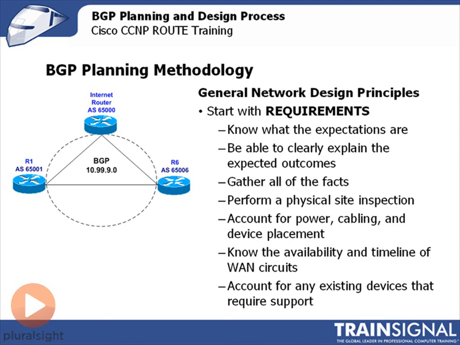Account for power, cabling, and device placement. Make sure that you have network drops of sufficient number. If it's a particular communications closet, make sure the demarc has been put there or extended to there. That's very important because some service providers will not do what's called an extended demarc. Know the availability of your WAN circuits, how long it will be. 30 to 45 days used to be for a T1 and could be upwards of 90 to 120 for DS3 and above. Make sure you know what that availability is. And then also account for any devices that you're going to have to support in this new environment.